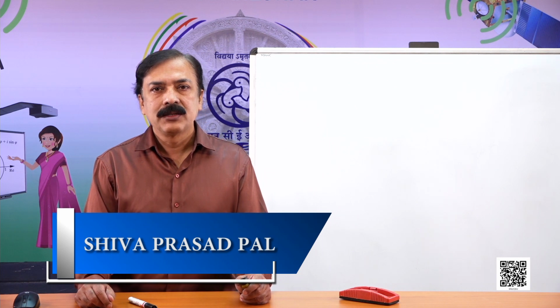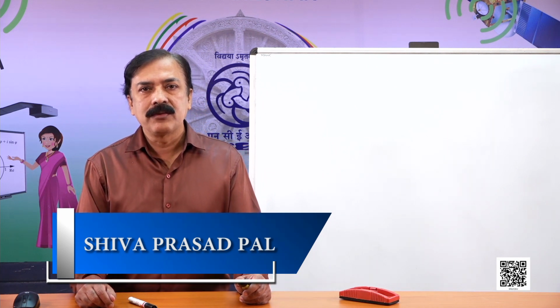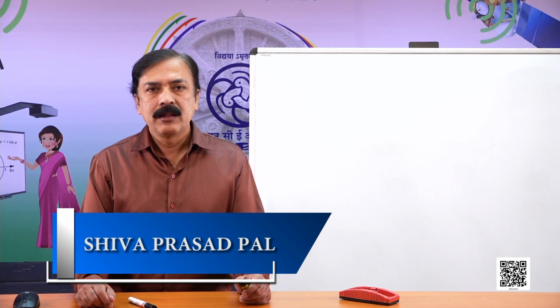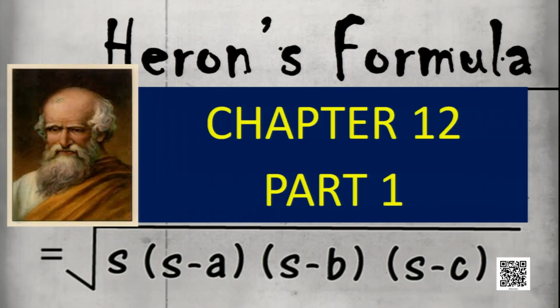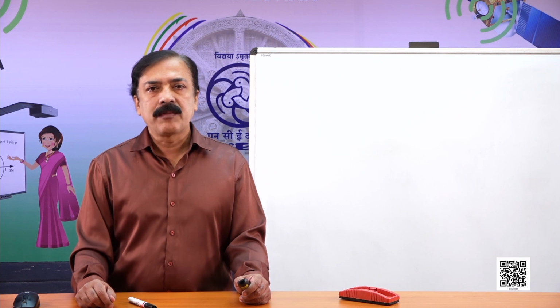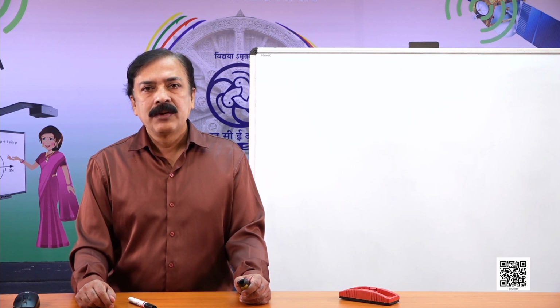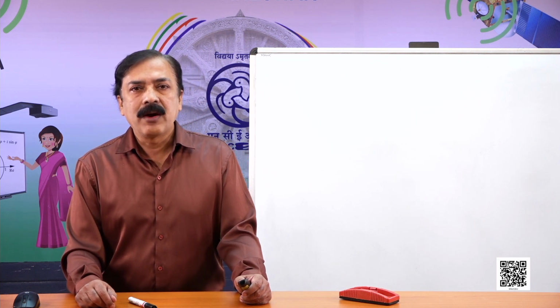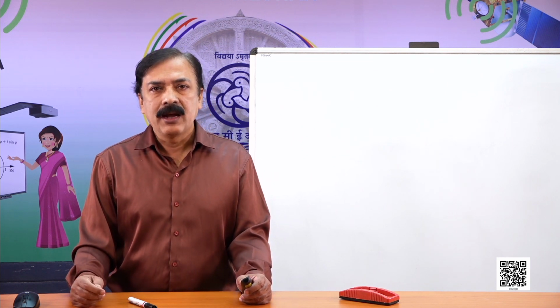Dear students, today we are going to discuss Heron's formula, that is in chapter 12 of the class 9 mathematics book. This is part 1 of Heron's formula. Before going to discuss Heron's formula, we will consider the perimeter and the area.